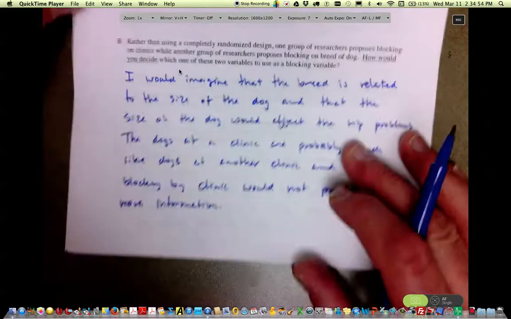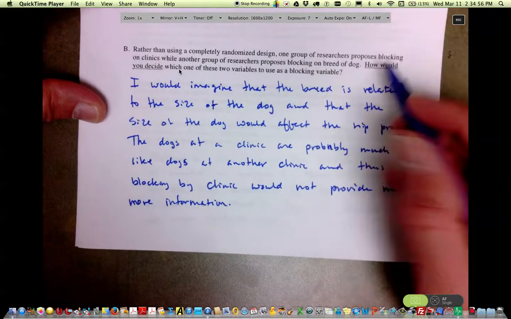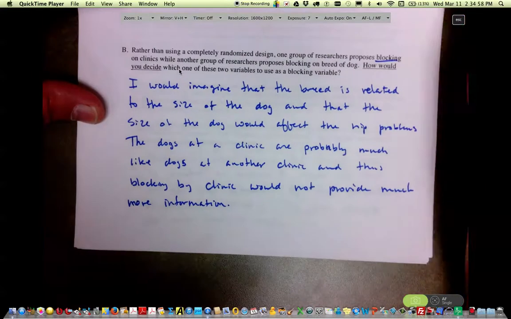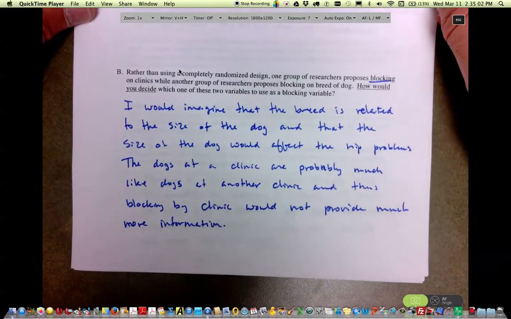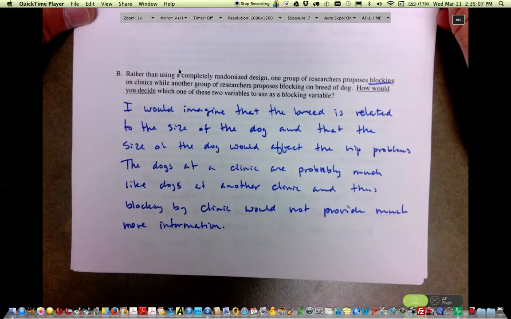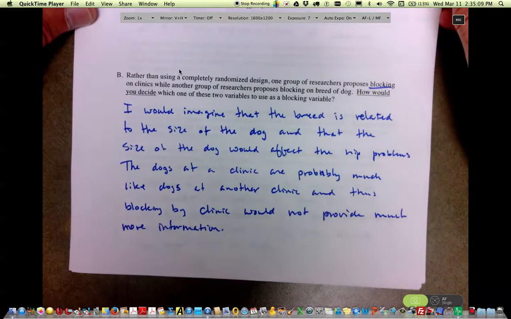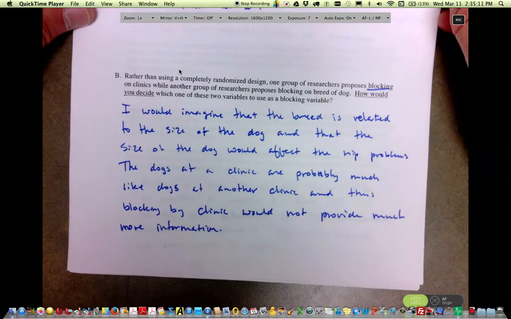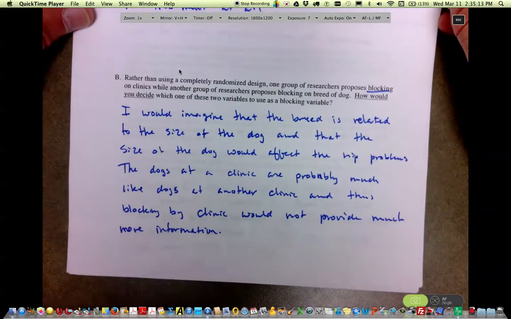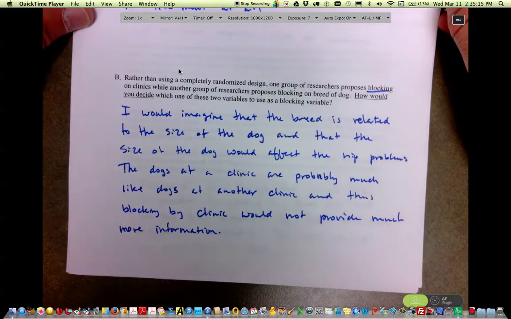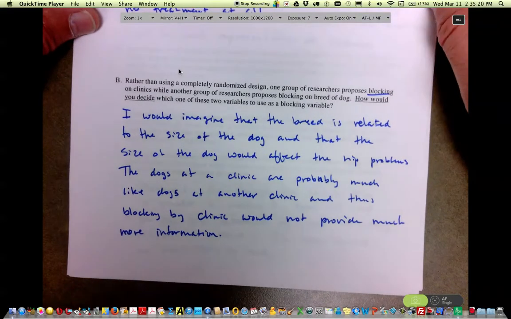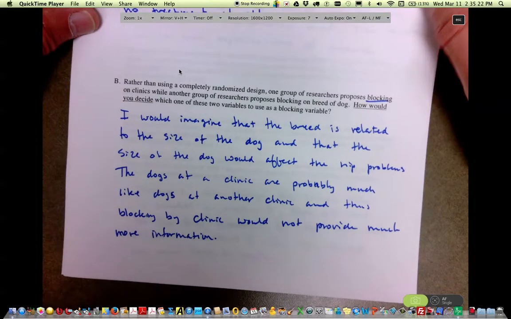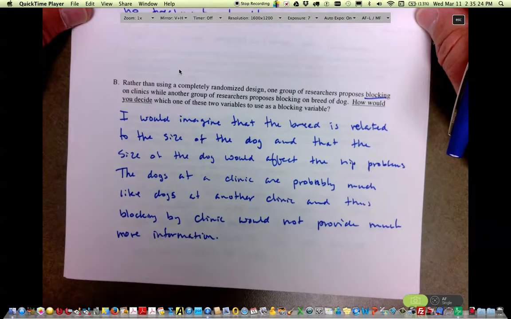For the second part of this one, they want to know about blocking. Now remember, blocking was where we take one characteristic and split people up according to that characteristic. So maybe that characteristic is males and females, and we block, and then we do 2 separate experiments, one on the males and then one on the females. In this case, they want to know, should we block on the breed of a dog, or should we block on what veterinary clinic they came from?